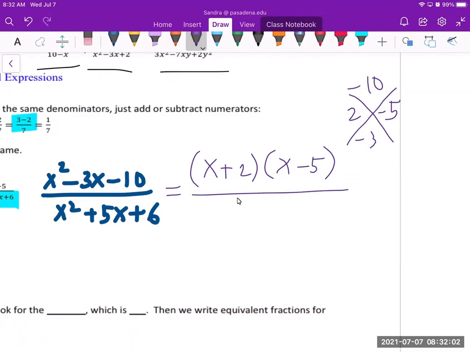I'm going to check the denominator. I'm going to do the same thing in the denominator. I need to work with 6. The sum has to be 5, so 3 and 2.